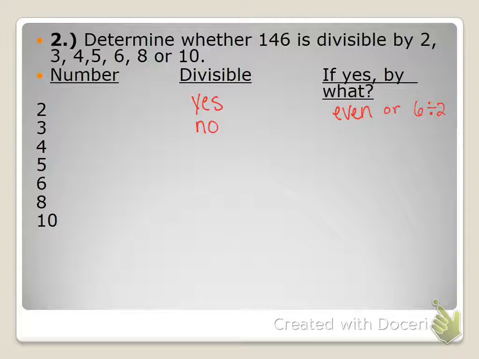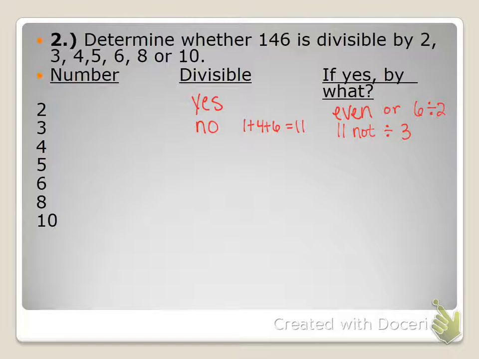Well, what's our rule for determining if it's divisible by 3? Deontay? It says that the sum of its digits is divisible by 3. Okay, sum meaning we do what? Add. Okay, so the digits of 146 are 1, 4, and 6. So if we add 1 plus 4 plus 6, what do we get? 11. Is 11 divisible by 3? No. So 11 is not divisible by 3.